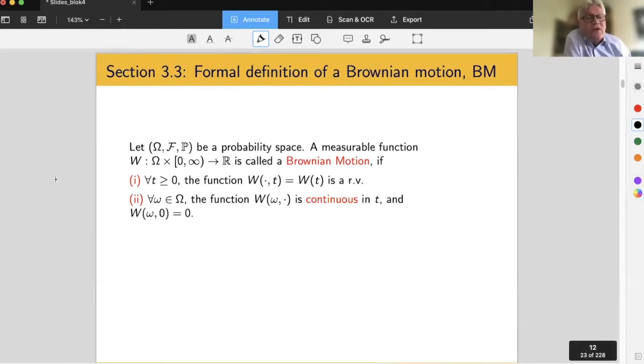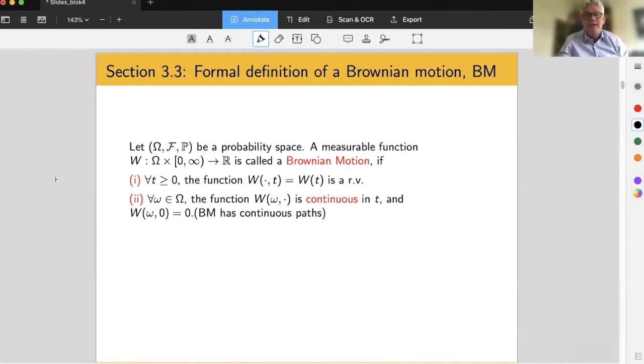Second one, now if we fix omega in big Omega, then the function W(omega, t), where t is the running variable, and omega is fixed, is a continuous function in t. Moreover, we start at 0, so W(omega, 0) is equal to 0. And this is to be understood as Brownian motion has continuous paths.